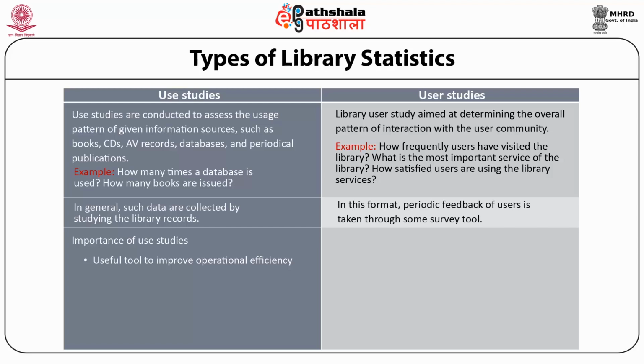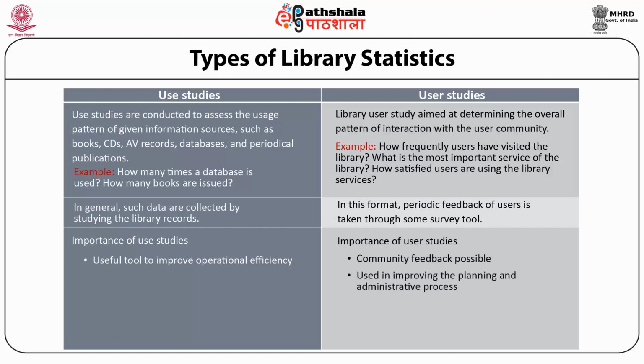Similarly, for example, your library users have commented that the reading section has less lighting, or maybe the ambience is not good. So you have to increase the lighting as well as the ambience of the library. That is basically user studies. Community feedback you can take in user studies, used in improving planning of administrative processes in libraries.